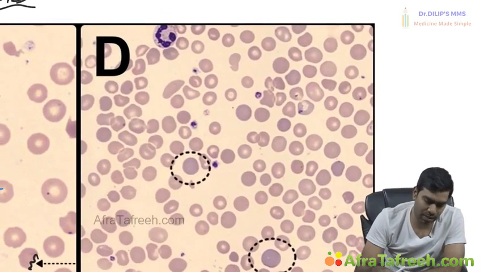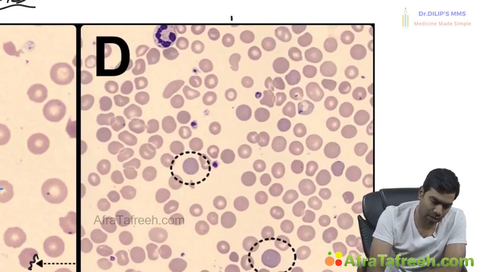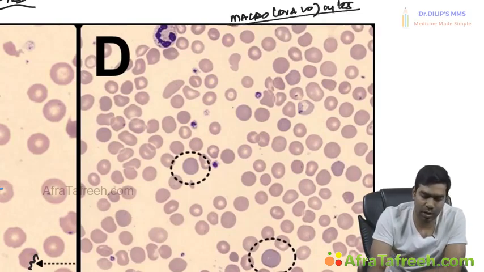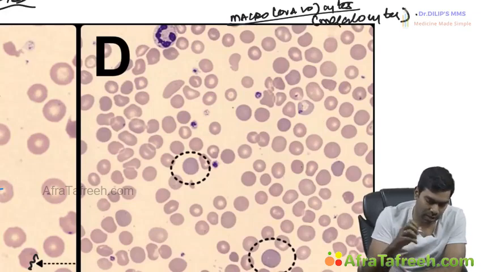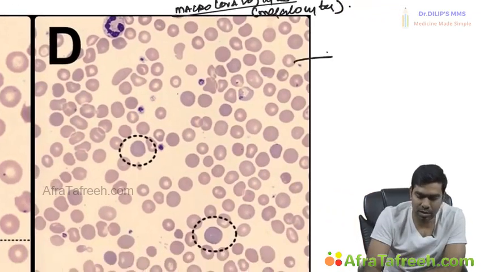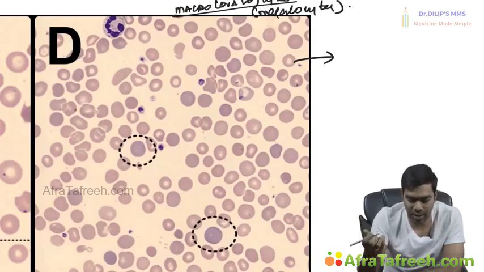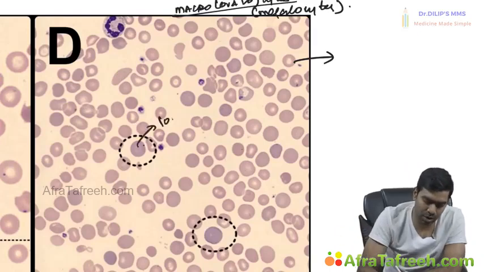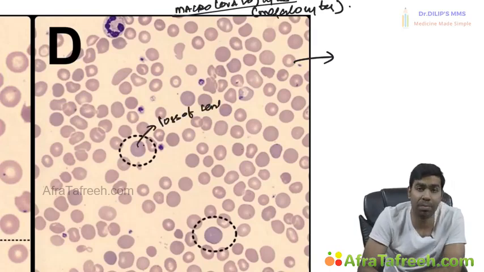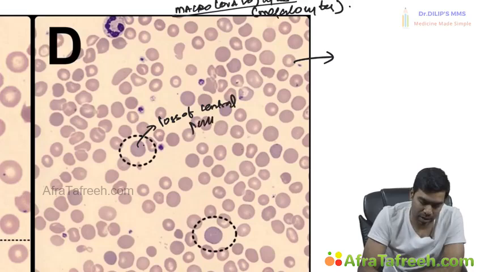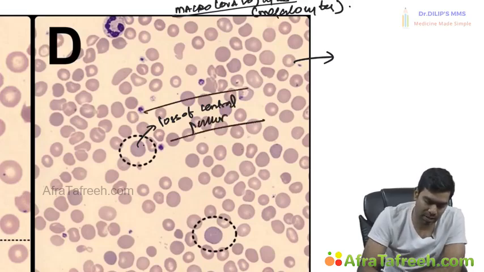Then D, if you ask me, these are nothing but macrocytes. Sometimes you can call this a macro-ovalocyte also, macrocytes, or you can call them megalocytes. A lot of names are there for this. So what are the conditions where you see macrocytes? You have a separate topic on macrocytic anemia. Macrocytes typically show a loss of central pallor, which means they will be hyperchromic, and this is how you can see a lot of cells which have lost the central pallor.